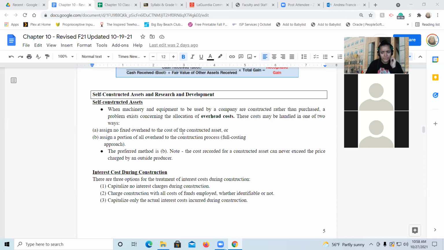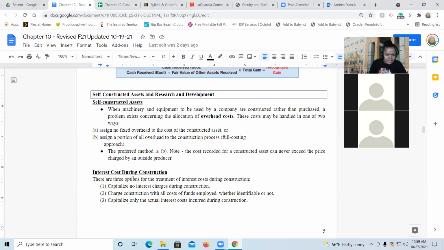I mean, you can hear that already sounds bogus, because part of those costs are costs to get the asset to the location and condition to use it. Or you could assign, meaning allocate, some portion of the overhead to the construction process, which is what we are going to do. We're going to calculate some portion of interest, and that will be added onto the cost of the asset. The accounting standards prefer the second option, and the cost of your asset that you build can never be more than the price that would have been charged by an outside producer. So you can't start adding all manner of costs onto this asset so that the price becomes huge, because there will always be a comparison to say, well, if you had bought it outside, you would have paid so much less. So you have to limit the amount that you record to what you would have paid on the outside.